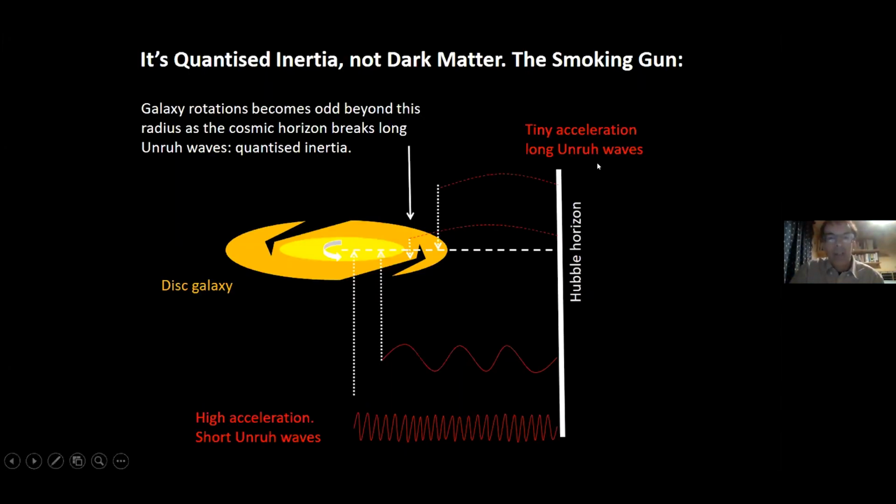But the clinching piece of data, and this really means there can be no doubt about this mechanism, is that in the center of galaxies, the acceleration is relatively large, so the Unruh radiation is short. As you move out to larger radii, the Unruh waves lengthen because the acceleration is less. And crucially, at exactly the radius where the acceleration is so low that the Unruh waves get to the cosmic scale, it's at exactly that point that the galaxies start to misbehave. So this is a compelling piece of evidence that the galaxy rotation problem must be due to Unruh radiation and quantized inertia.